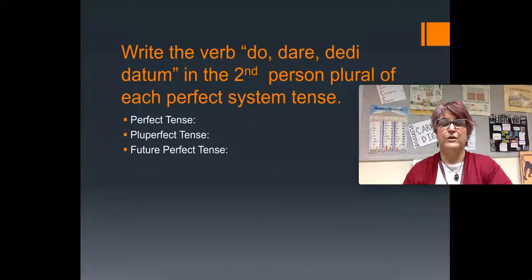Now we're taking the verb do, dare, dedi, datum, and I'm asking you to practice writing it in the second person plural of each of the perfect system tenses. So you can pause the video if you would like, and just take 30 seconds or so to write down what the verb do, dare, dedi, datum will look like with you plural as its subject in the perfect tense, the pluperfect tense, and the future perfect tense.